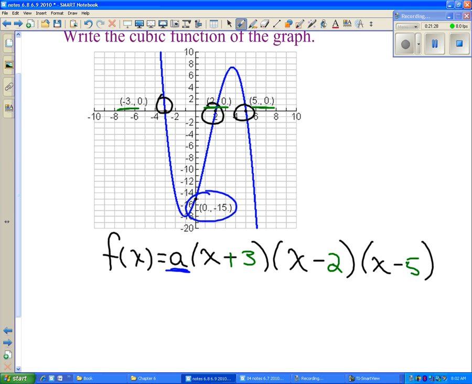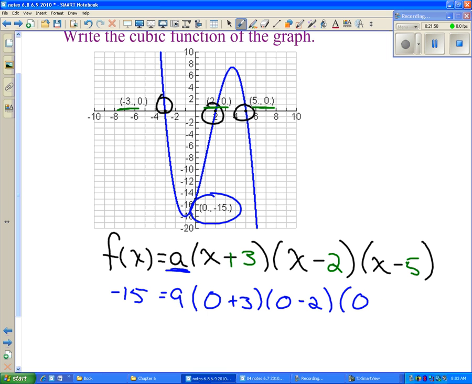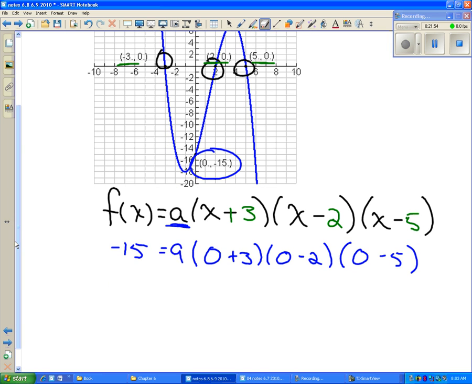Remember, I had this other point right here, this 0, negative 15. I'm going to plug that in for my f of x and for my x. So I'm going to get negative 15, which is my y term, is equal to A times 0 plus 3, because x is 0, 0 minus 2, because x is 0, 0 minus 5, because x is 0. I love my A's. They start turning into 9s. That's my A.